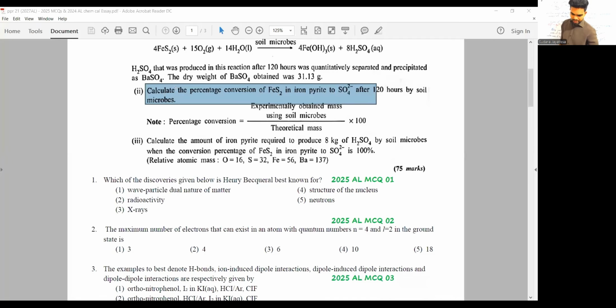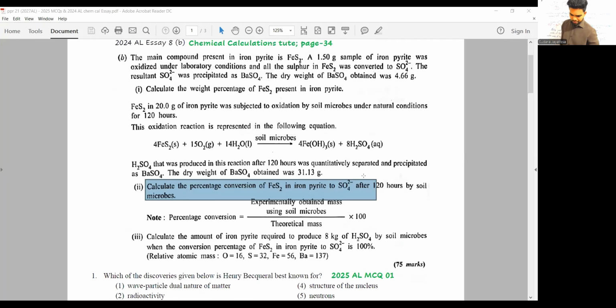I'll show you the question. In part 2, it's asking something like this. First of all, there is a small paragraph. It says FeS2 in 20 grams of iron pyrite was subjected to oxidation by soil microbes under natural conditions for 120 hours, and this oxidation reaction is represented in the following equations. The earlier part described the laboratory condition, and this one is telling about soil microbes, so it's a natural condition.